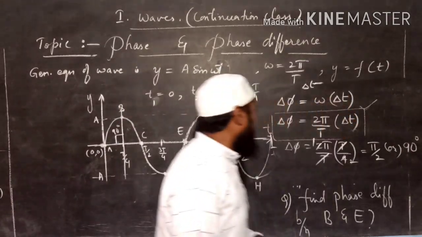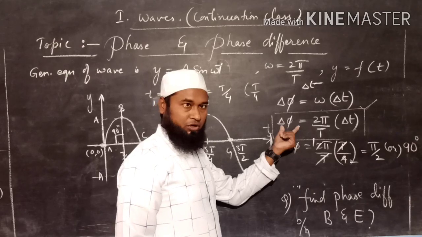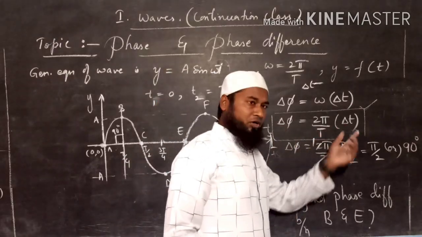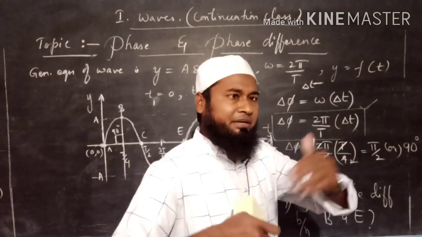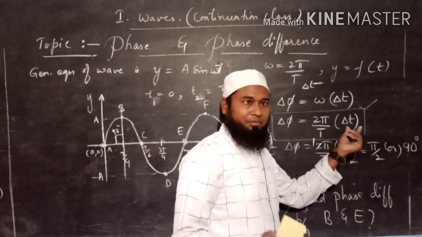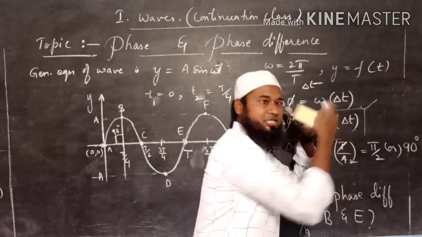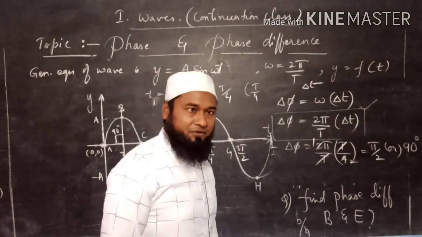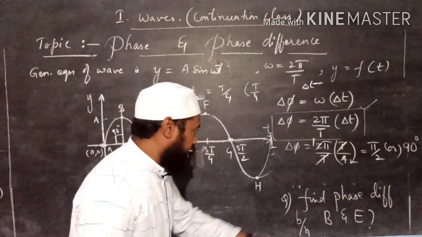So in this way you have to use this formula. How to use? First, between whatever points he mentioned in the question, don't worry, first get delta t. First find the time difference, substitute in the formula, you will get the phase difference. Let us go for the second one very fast.